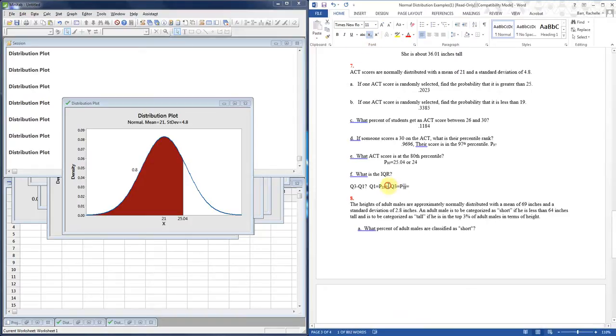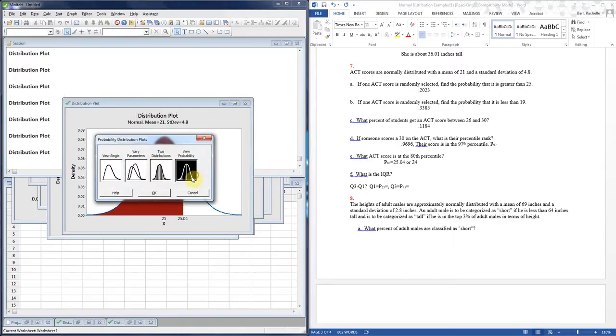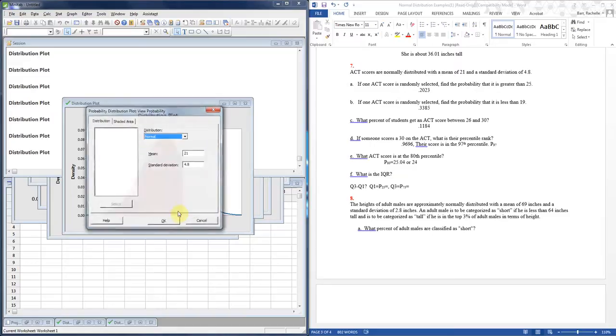Okay, so I'm going to have to calculate both of those and then take their difference to give me the IQR. So we're going to go to Graph, Probability Distribution Plot. There are other ways to do this, but this is the way I choose to do it because I think it's going to be a little bit easier. We'll hit OK.